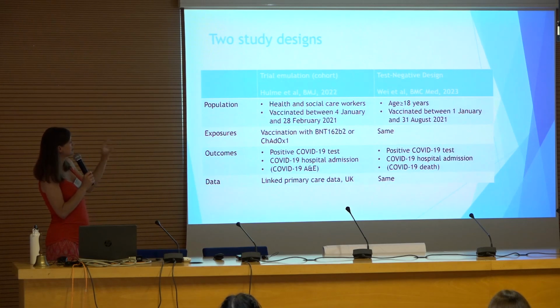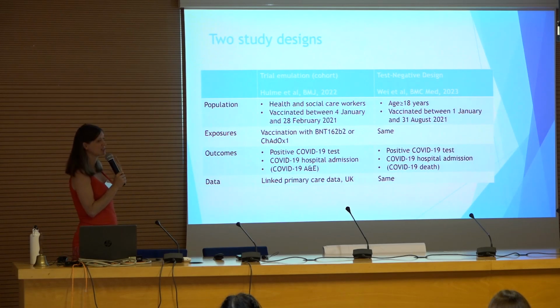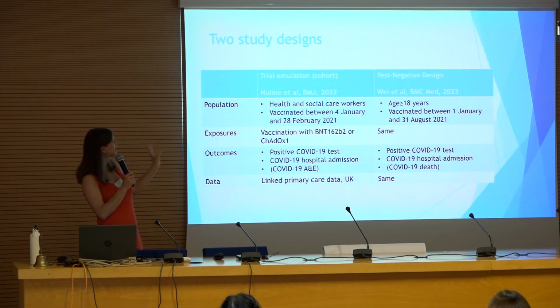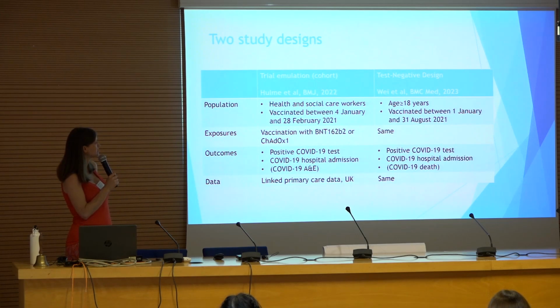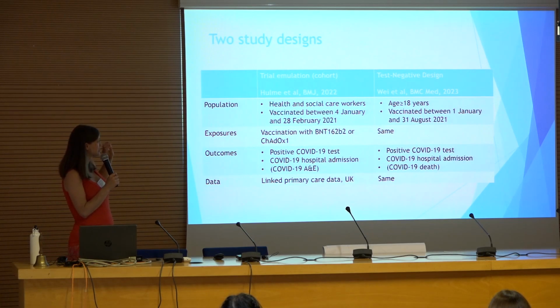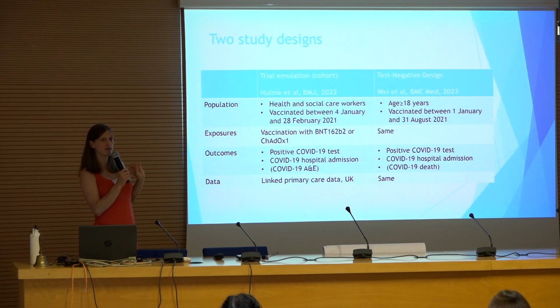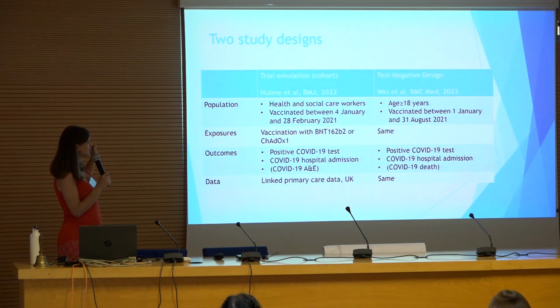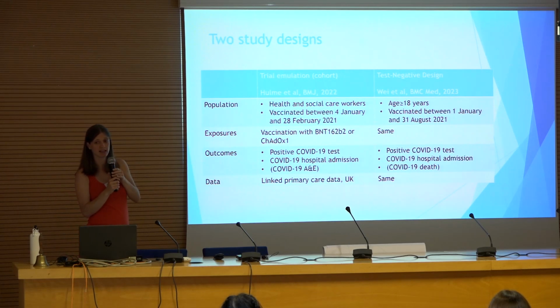And there's two studies. So the one in the middle is a cohort approach, again using this trial emulation framework. And on the right-hand side, we've got a test negative design. The population was slightly different. So the trial emulation used health and social care workers, whereas the test negative used all adults. Similar vaccination period. The exposures were the same, and they both looked at COVID-19 positive test and hospital admission as outcomes, and both used linked primary care data in the UK.